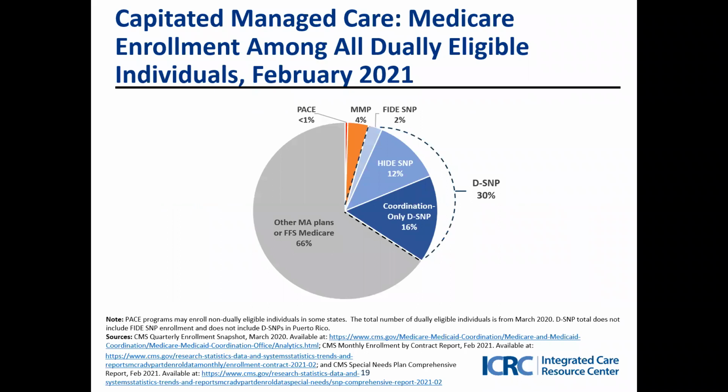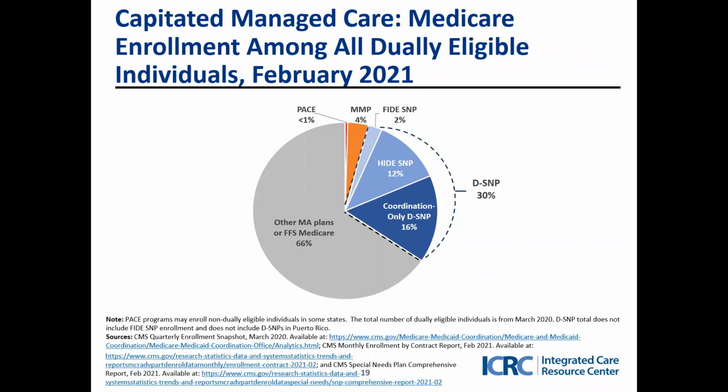All right, so this chart gives you just a sense for how many full benefit dually eligible beneficiaries are enrolled in capitated managed care. So you can see that overall, about 34% are enrolled in capitated managed care, whereas about 66% are enrolled in other Medicare Advantage plans or fee-for-service Medicare. So, in other words, about 1/3 of dually eligible individuals are enrolled in some form of integrated care, which means there is some room for growth here.